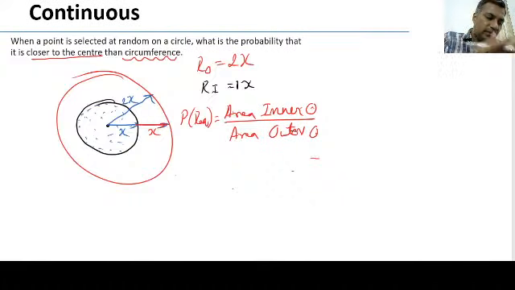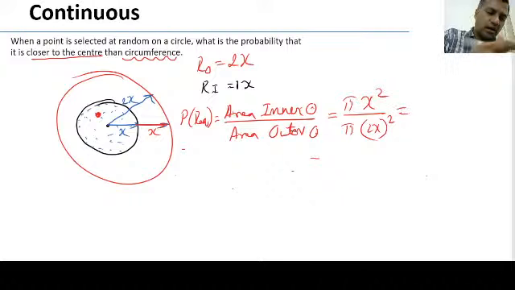Why? Because the point you can pick anywhere in the circle. Why should you pick a point from inside the black circle only? You can pick anywhere. Therefore, what is the area of the inner circle? Pi x square. What is the area of the outer circle? Pi (2x) whole square. R value is given here.